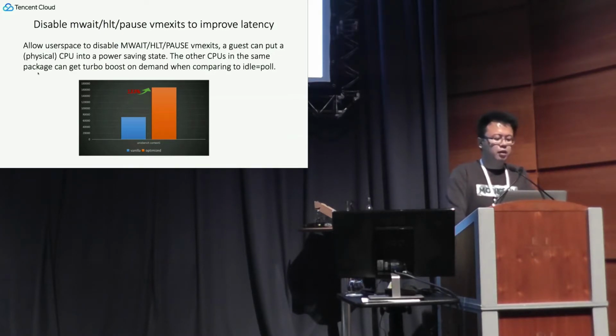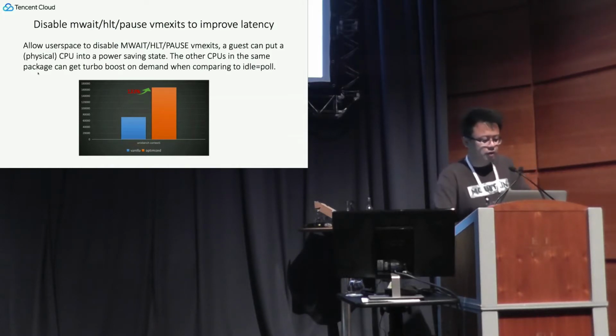Here, take disabling mwait as an example. To disable the mwait intercept, we can give the guest a limited power management capability. A guest can put a physical CPU into a power-saving state. Let's see the UnixBench. We can observe the improvement.